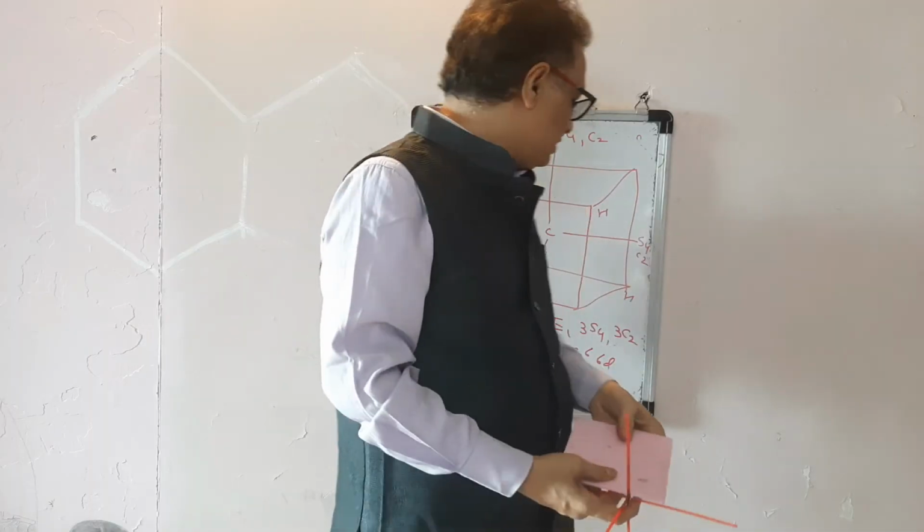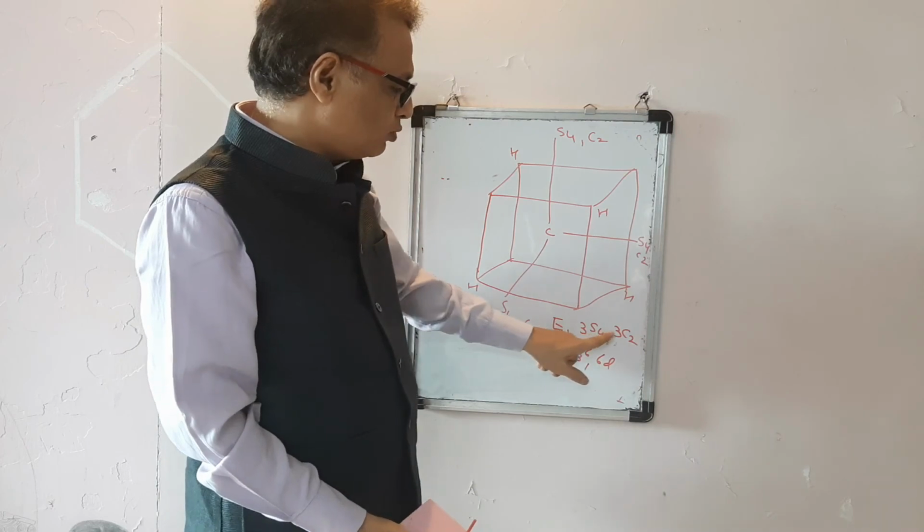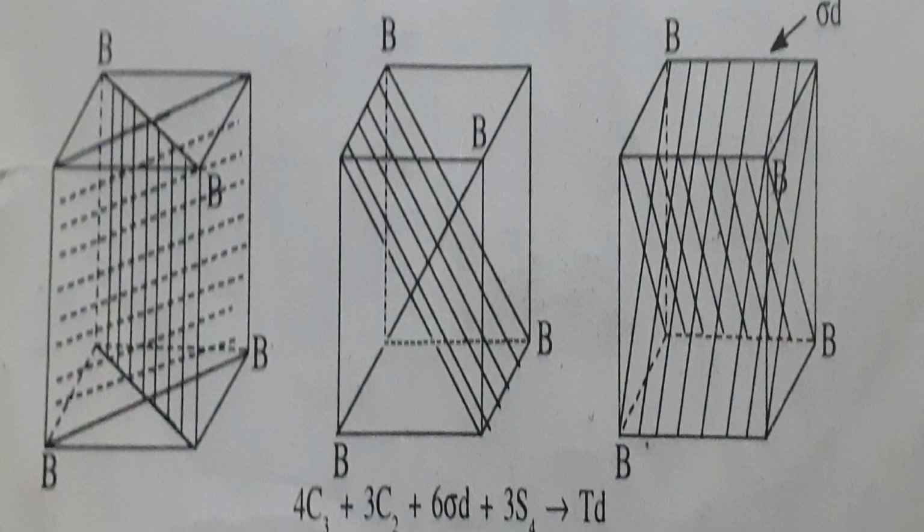So this methane molecule contains E, 3S4, 3C2, 4C3 and 6 sigma D planes. Now we are going to discuss the flow chart, and with the help of the flow chart we can find out the point group of a molecule.